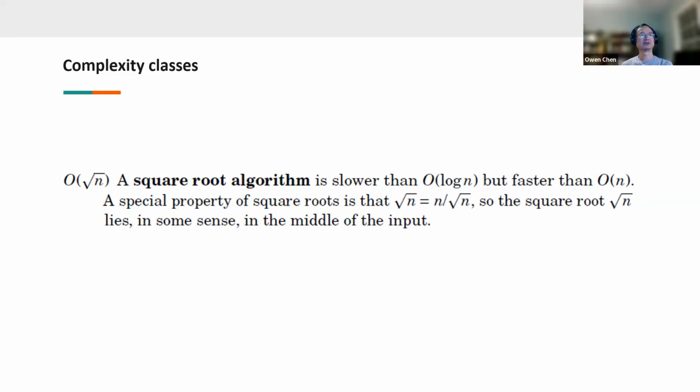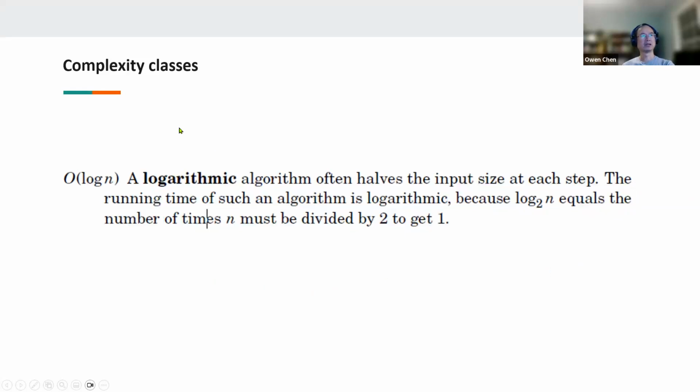Then after that is the square root of n, right? Square root of n is not as good as log n, but still better than O(n), because the square root grows a little slower than n. But we don't see this square root of n very often. So there is log n.